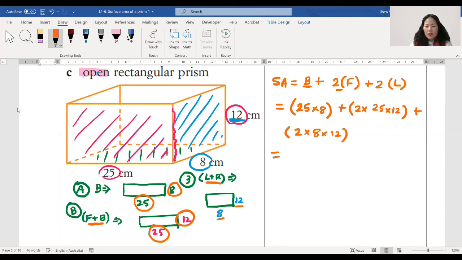Okay, so now you can see we have 5 sides, and this is very important, guys. We only got 1 side here, we got 2 here, we got 2 here, therefore altogether 5 sides. So if I put all that in a calculator, it's 992 centimeters squared, or square centimeters.